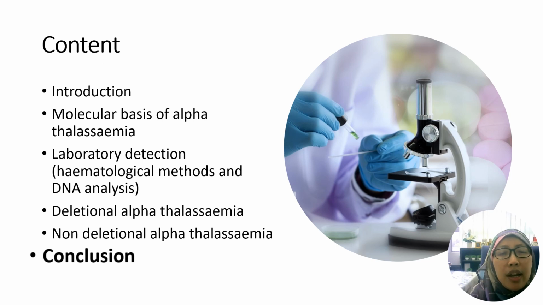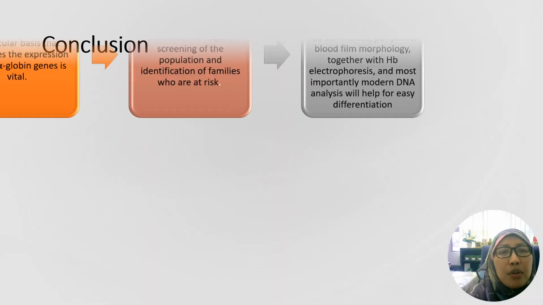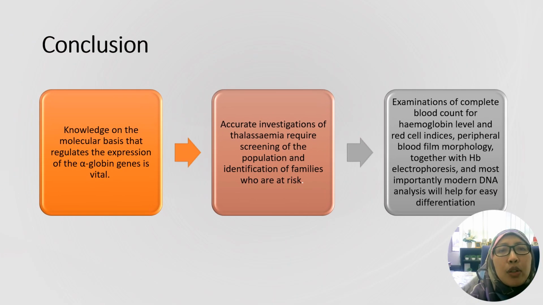Now we are at the end of the presentation. In conclusion, alpha thalassaemia is a common genetic disorder worldwide, thus requiring proper care and management. Although deletional alpha thalassaemia is more common than non-deletional ones, the latter will result in a more severe and significant clinical presentation. Knowledge of the molecular basis that regulates the expression of the alpha-globin genes is vital for the accurate understanding and differentiation of alpha thalassaemia.